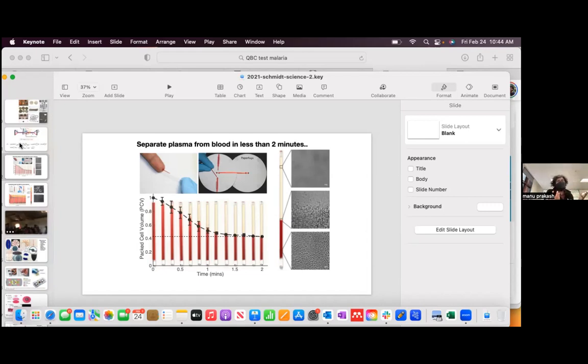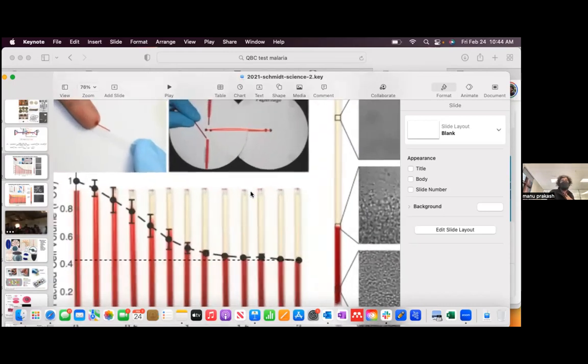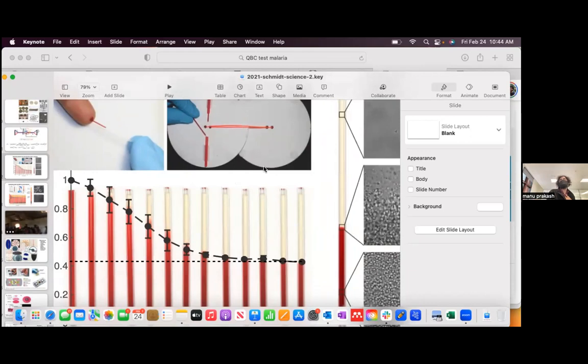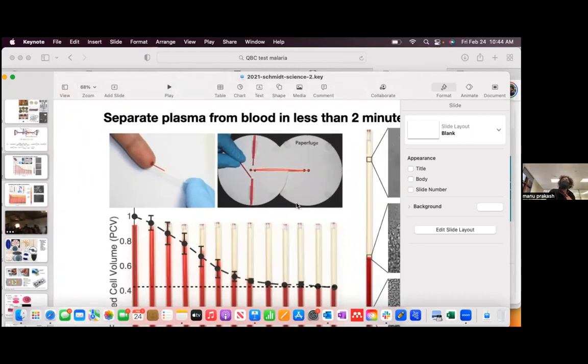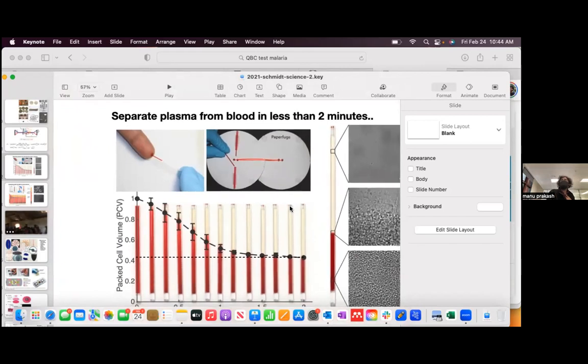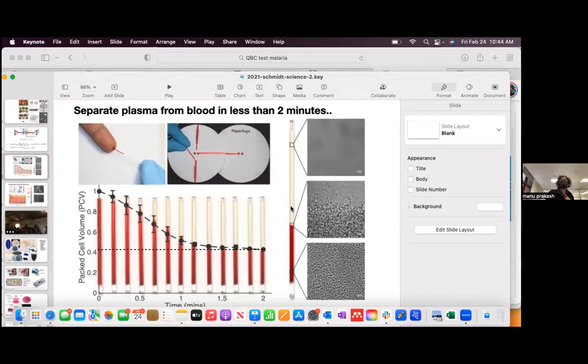I think this is also another important aspect: without understanding the system, we could not have done something like that. And so the paperfuge that we will be building will be this version right now. This is what we call a very minimal version. And in this scenario, in around 90 seconds, we can get complete separation of the blood phase and the plasma phase.